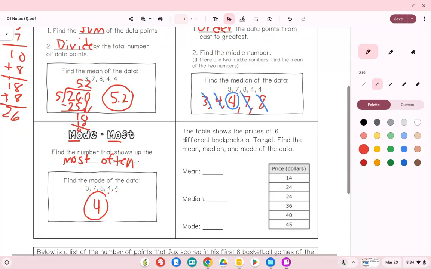All right, I am going to start with the mean. I want you guys to pause this video and try it yourself. Let me just remind you, first we're going to add up the numbers, and then we're going to divide by how many numbers there are. So 1, 2, 3, 4, 5, 6 different backpacks. So add them up and divide by 6. Pause the video while you do that.